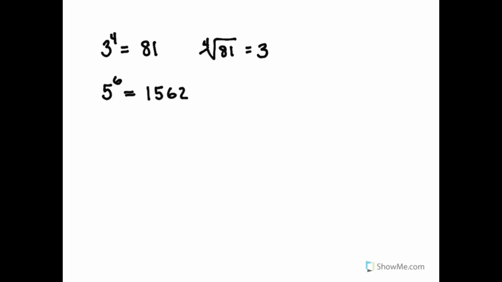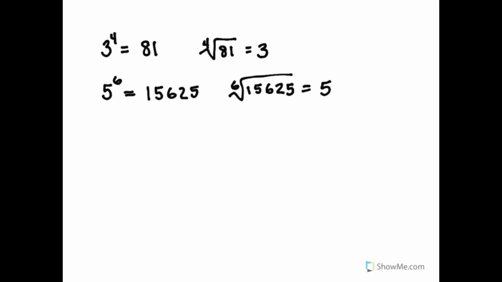Higher powers don't have the same geometric interpretation as squares and cubes, but 3 to the 4th power, 3 times 3 times 3 times 3, is 81. We can take the 4th root of 81 and get back to 3. Since 5 to the 6th power is 15,625, if I take the 6th root of 15,625, the answer is 5 because it took 6 copies of 5 to make this number.